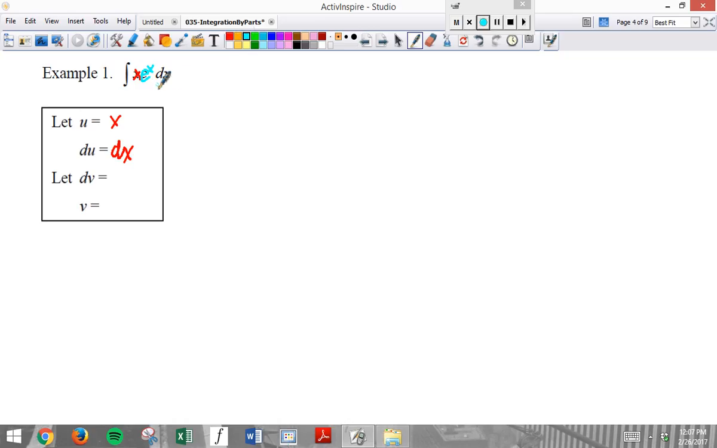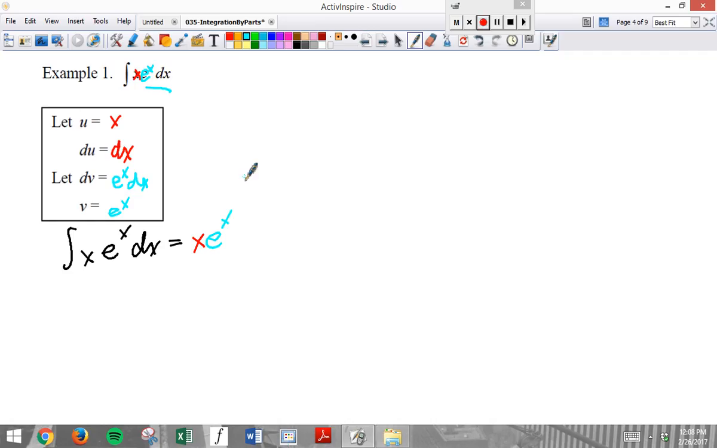Likewise, that means everything else has to be dv, which will be e to the x dx. And again, this is what I mean: if you're sitting there writing down an integral for this, you are not ready yet. The integral of e to the x, you should be able to do in your head. So for me, that means this integral, our original boring integral, we break it up into u v minus the integral of v du.